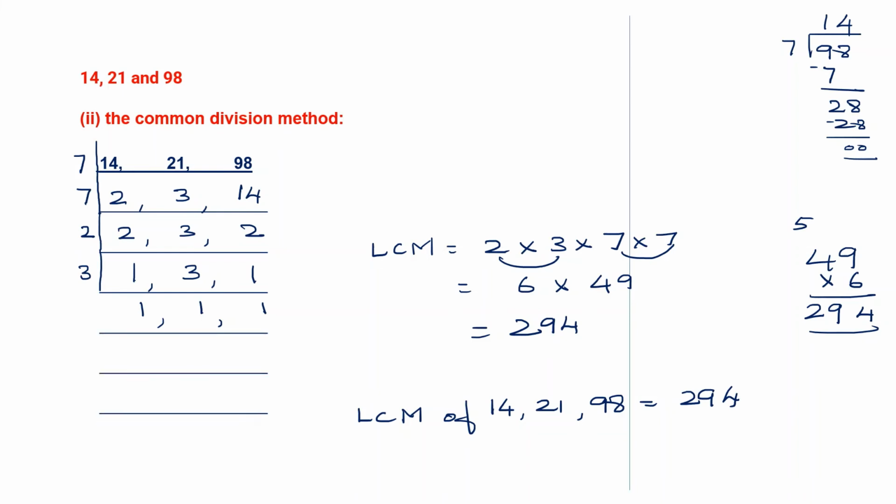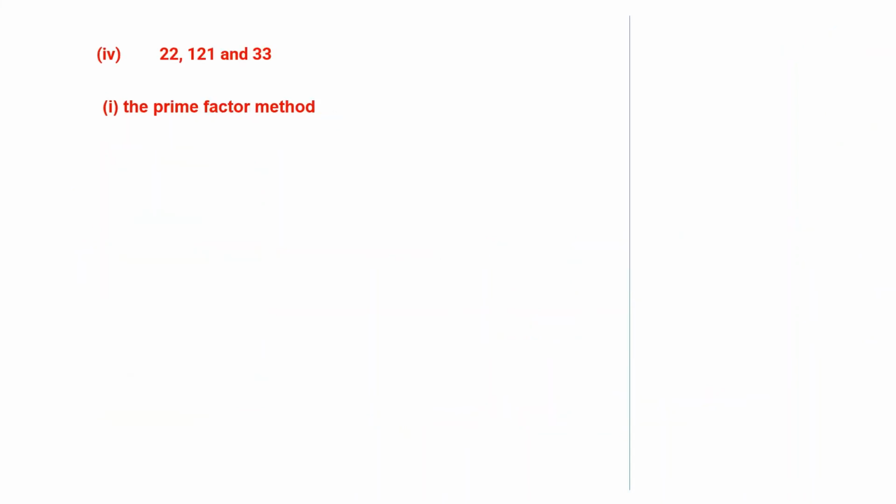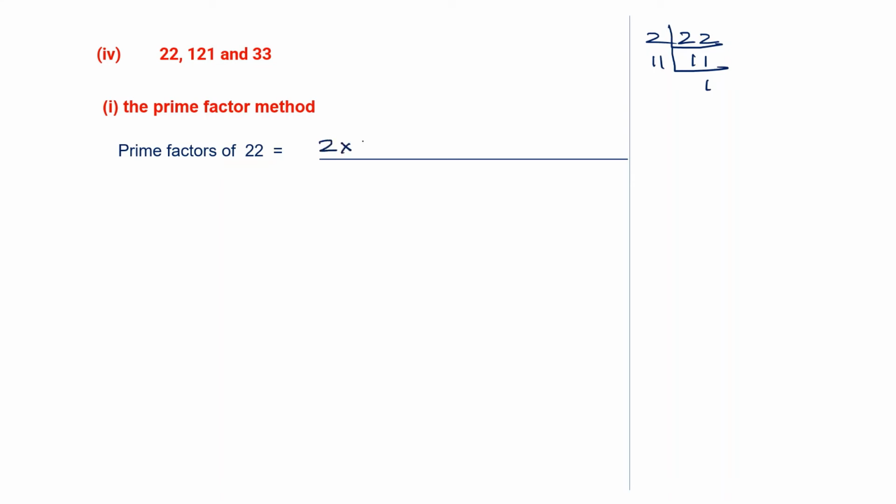We have question 4: 22, 121 and 33. So first the prime factor method. Let's get the prime factors of 22. Starting with 2, 2 elevens are 22, 11 ones are 11. So what are the prime factors of 22? 2 into 11, and when we write it in the exponent form, we get 2 raised to the power of 1 into 11 raised to the power of 1.